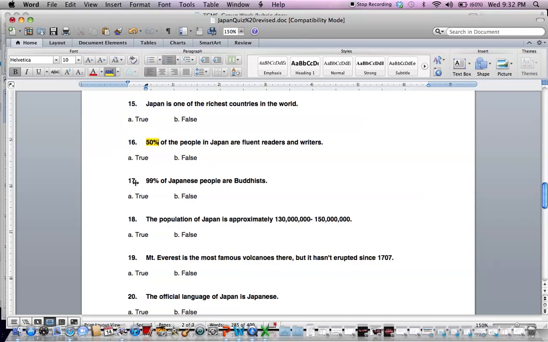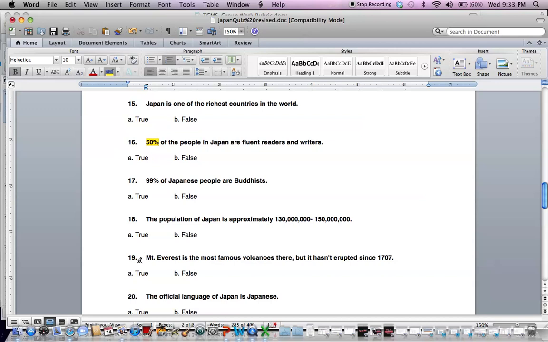Number 17. 99% of Japanese people are Buddhist. 99% of Japanese people are Buddhist. True or false? Number 18. The population of Japan is approximately 130 million to 150 million. Is that true or false?